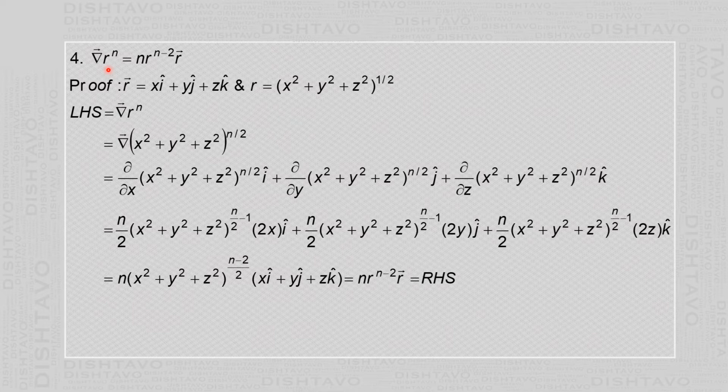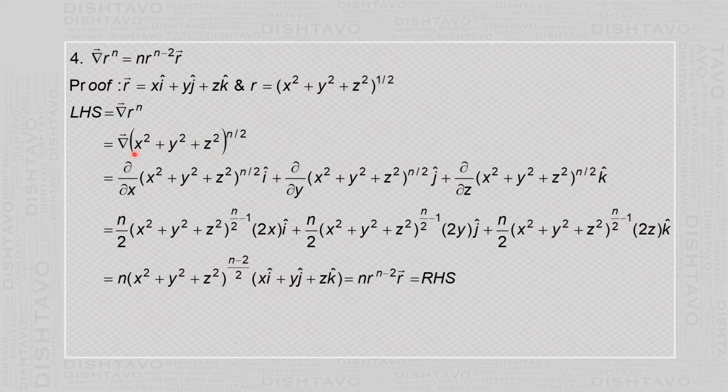So now to prove this, we start with the left hand side, which is the grad of r raised to n, that is vector del r raised to n. Now here r is equal to x square plus y square plus z square raised to half. So therefore r raised to n equals x square plus y square plus z square raised to n by 2. So we find now the vector del of this bracket, which is x square plus y square plus z square raised to n by 2.